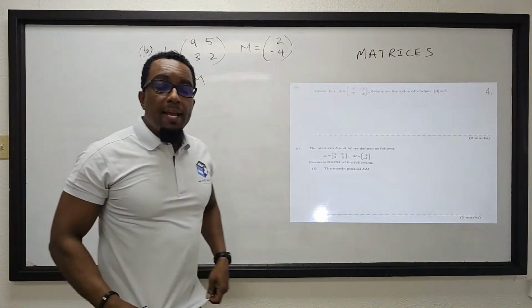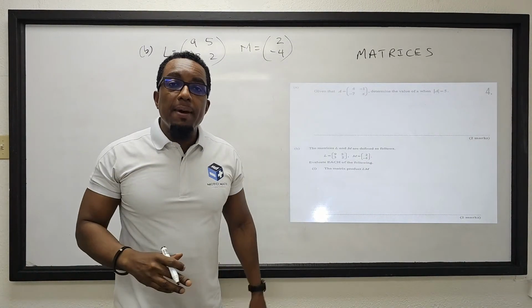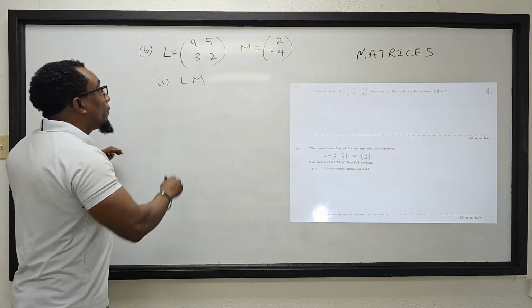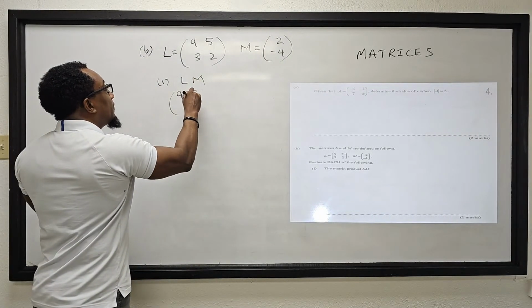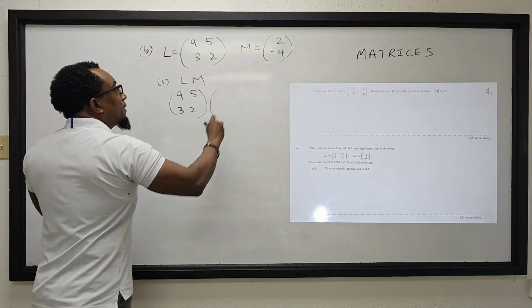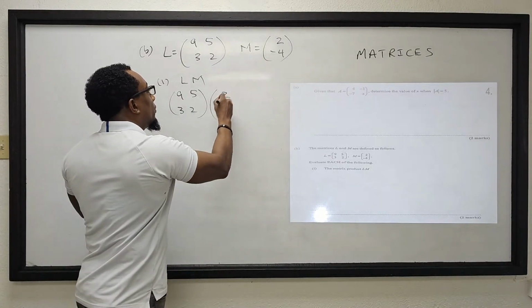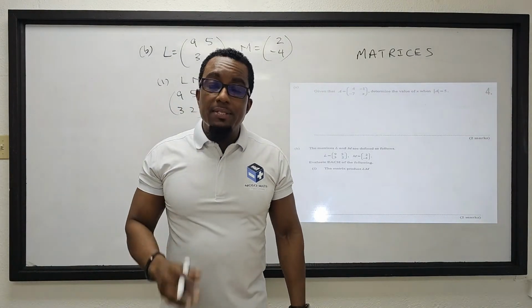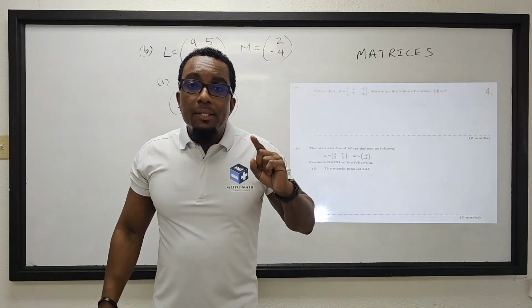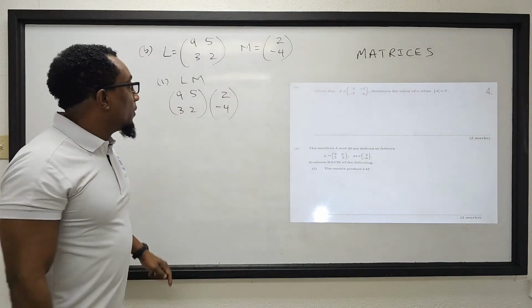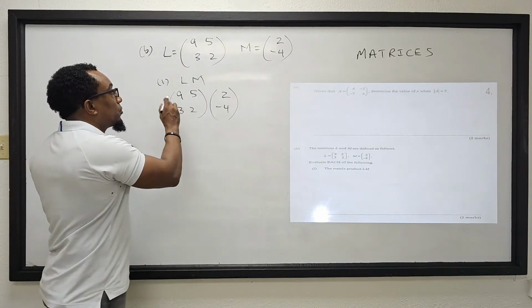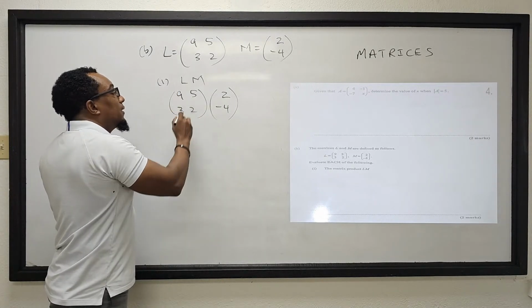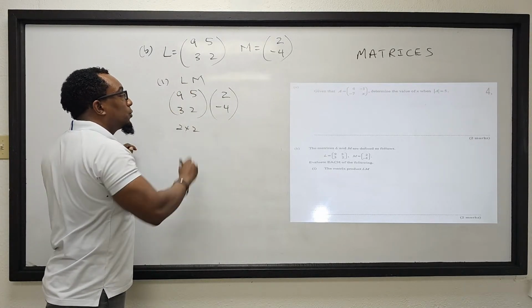So we're multiplying those two matrices, L multiplied by M. So we set it up. You go ahead with it stated, 9, 5, 3, 2 times M, 2, negative 4. And remember when you're multiplying two matrices, always check to make sure they are compatible. Alright, so what's the order of this matrix? 2 rows running horizontally, 2 columns running vertically, 2 by 2.